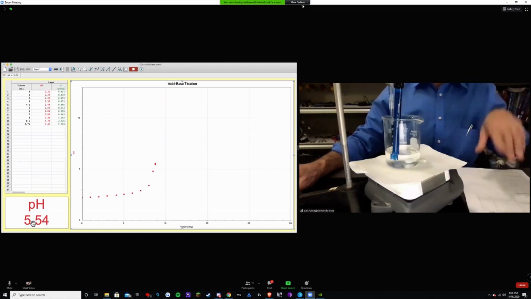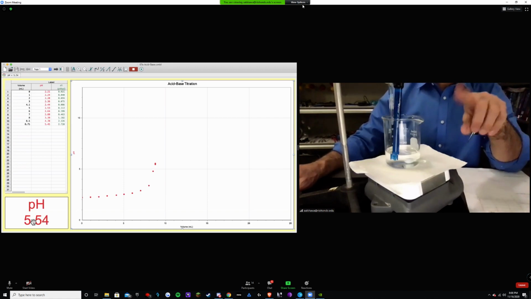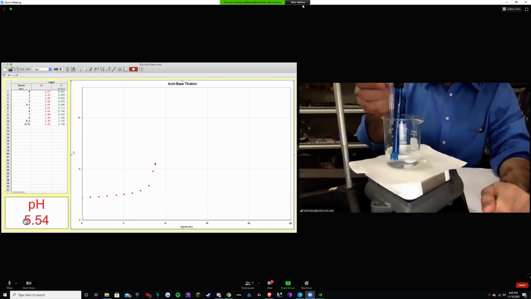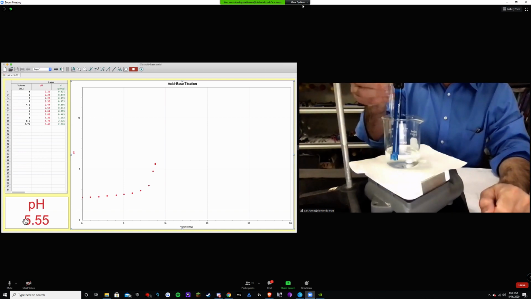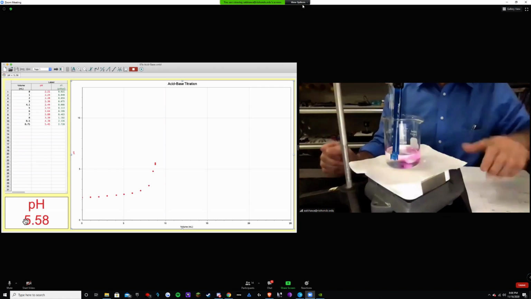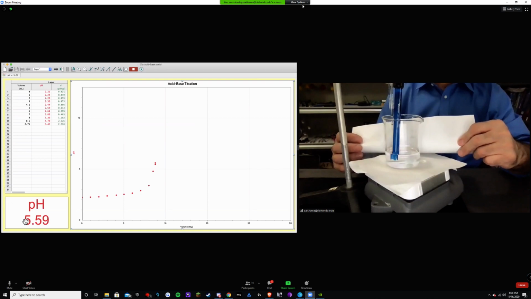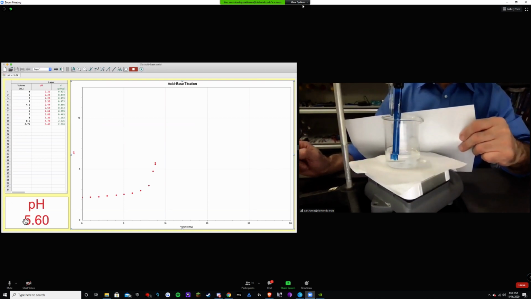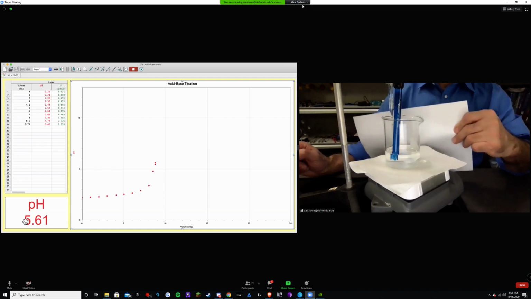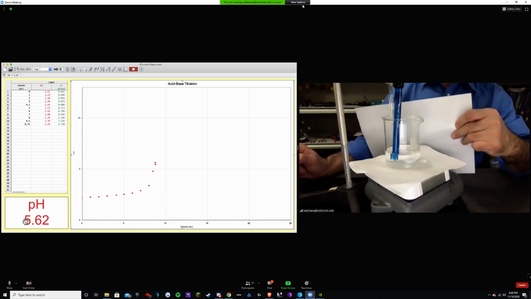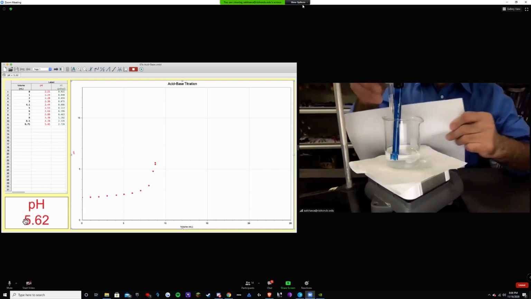So I'm going to add 1 drop and wait, 1 drop and wait. So let's add 1 drop and wait. Here's 1 drop. Okay. That pink color disappeared. All right. So I'll add another drop, then record the volume.